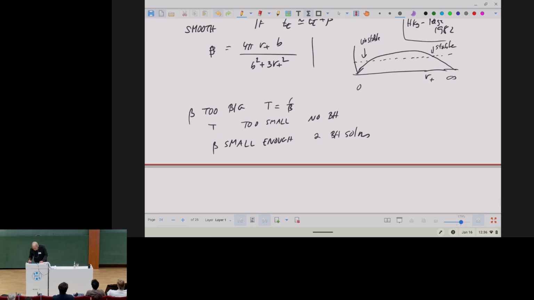Stable means positive specific heat. Unstable means negative specific heat. So from formulas I've written, you can compute this specific heat and verify that for sufficiently small r plus, it's unstable. For sufficiently big r plus, it's stable.